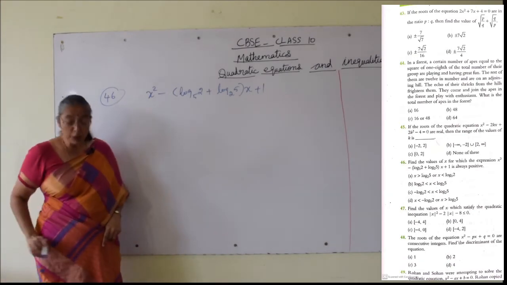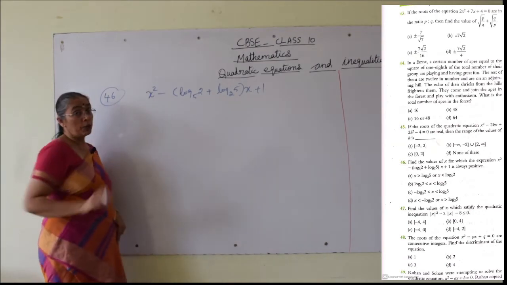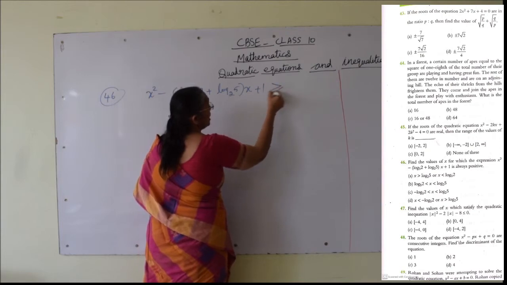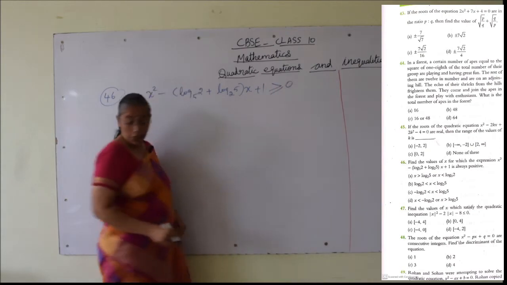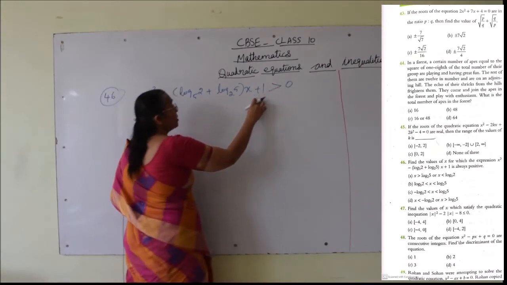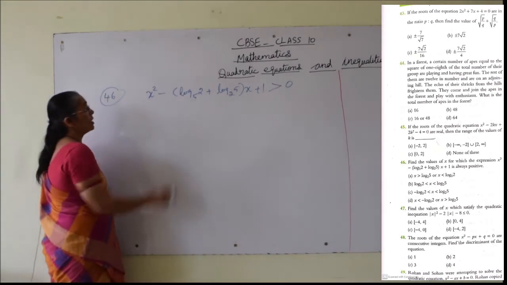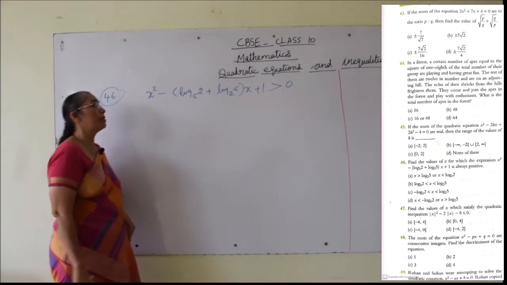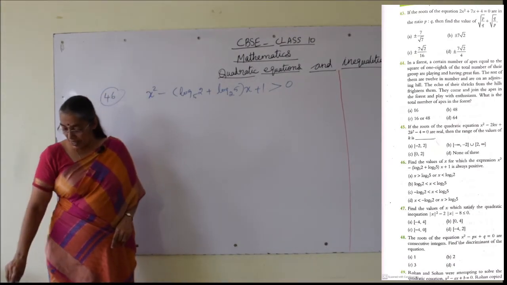Now, try to recollect what you have learnt about logarithm in the previous class. Okay, this should be always greater than or equal to 0. Options are given as strict, so we will not make it equal to 0. So, it should be always positive. So, when will this expression be always positive is the question. So, it is again a quadratic inequality.